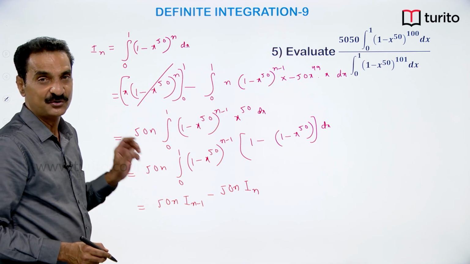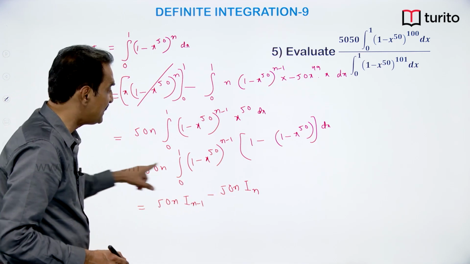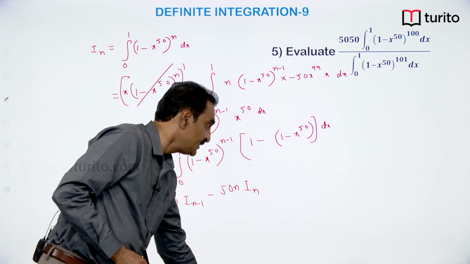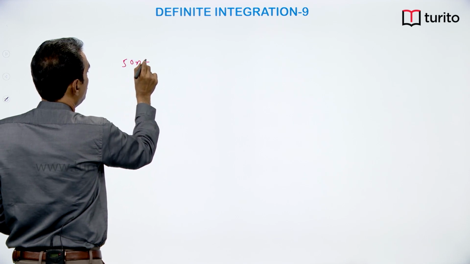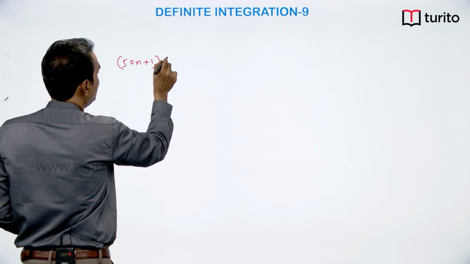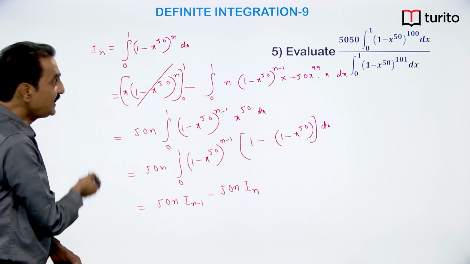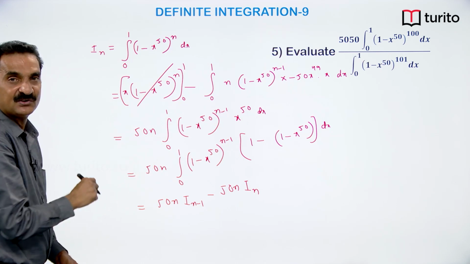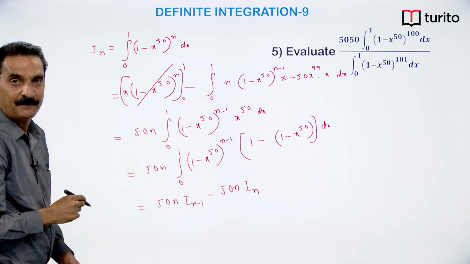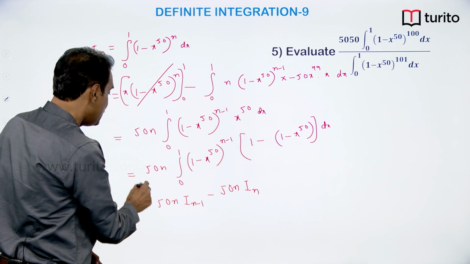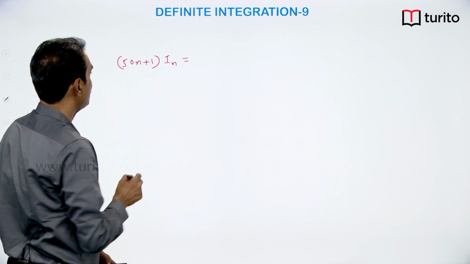From this, we have to find the ratio. Taking 50n into I_n to the left hand side, you will get (50n plus 1) into I_n. See, this is 50n, this is I_n. Adding these two, taking it this side, you will get (50n plus 1) into I_n is equal to 50n into I_{n-1}.